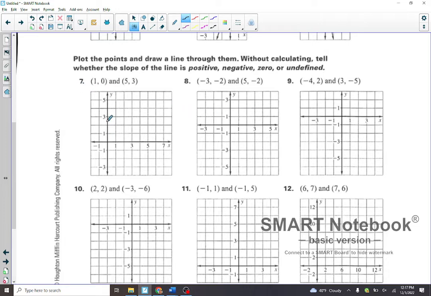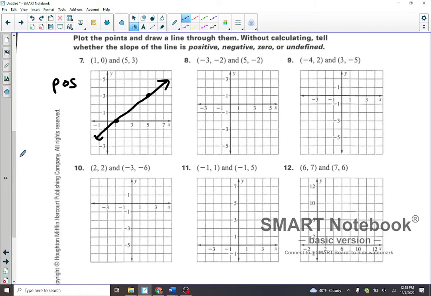All right, number 7. Plot the points and draw a line through them. Tell me if the slope is positive, negative, 0, or undefined. So I'm going to do 1, 0. So 1 to the right, 0 up and down. And 5, 3. So 5 right, 3 up. Because it's going up as I go right, it is positive. Again, this is the visual aspect of slope, okay?